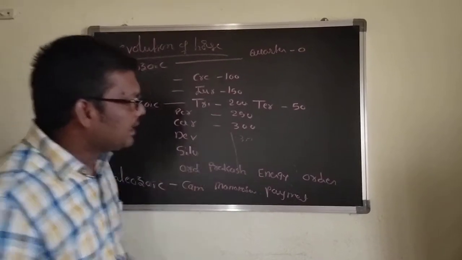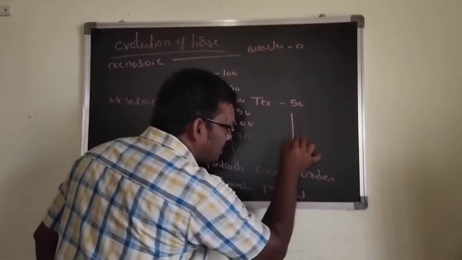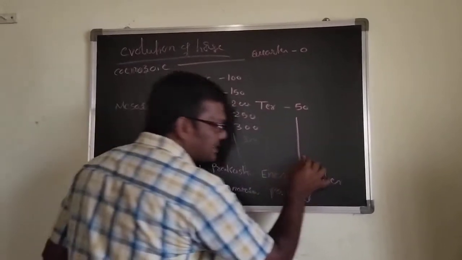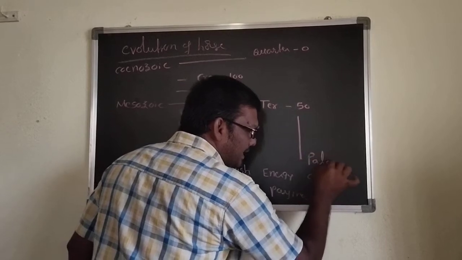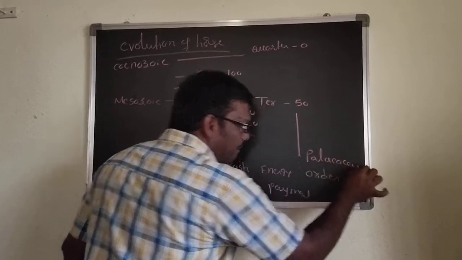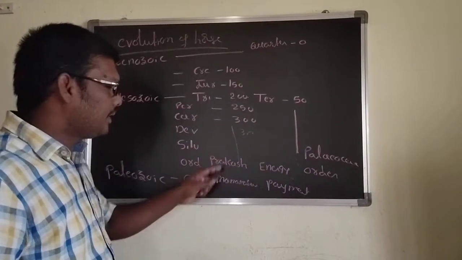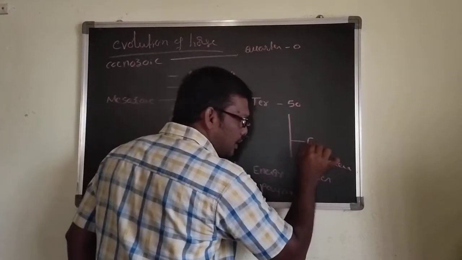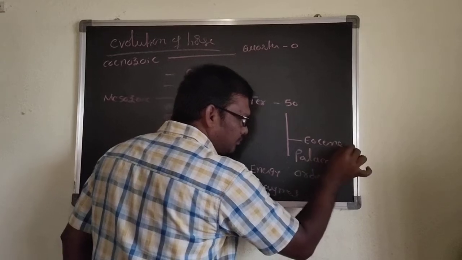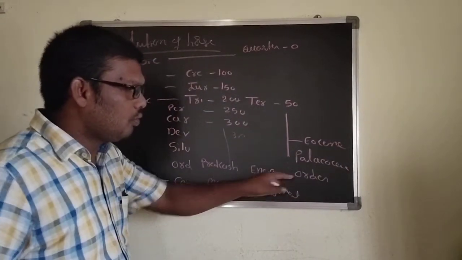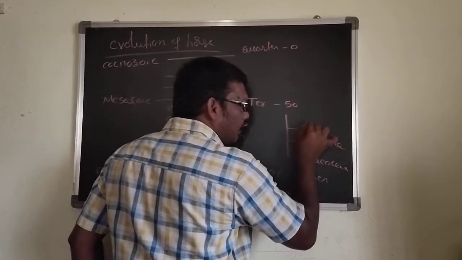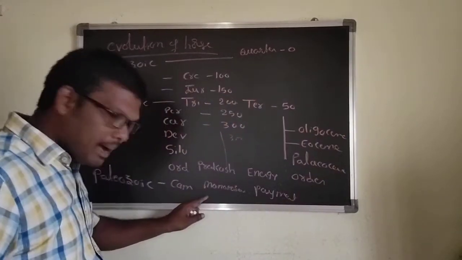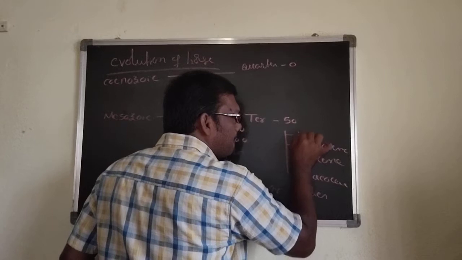See here, the first one in Prakash, first we take P, that is the Paleocene. Paleocene is an epoch. Then E indicates Eocene, O indicates Oligocene, M indicates Miocene.